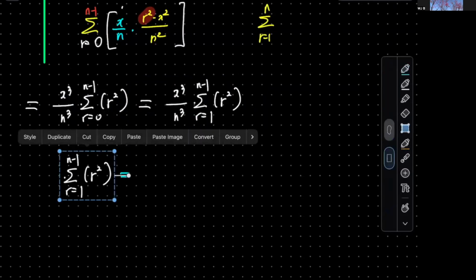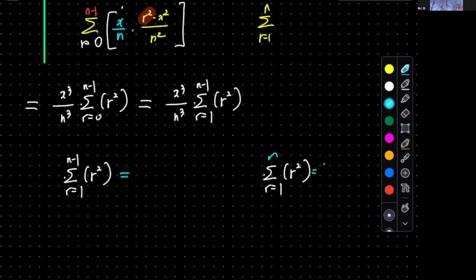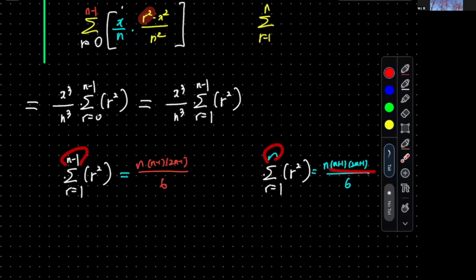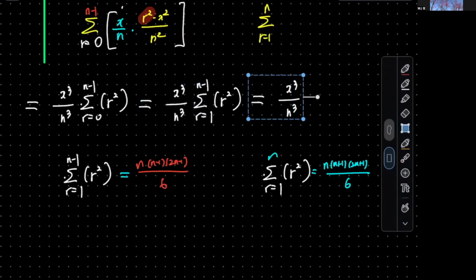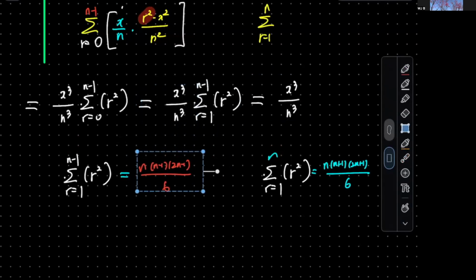If it was n, it was n times (n plus 1) to (n plus 1) over 6. But this time it's going to be n times (n minus 1) to (n minus 1) over 6. I'm just replacing the n with n minus 1. Not a problem. Okay, so then this will be replaced by the expression I have here.